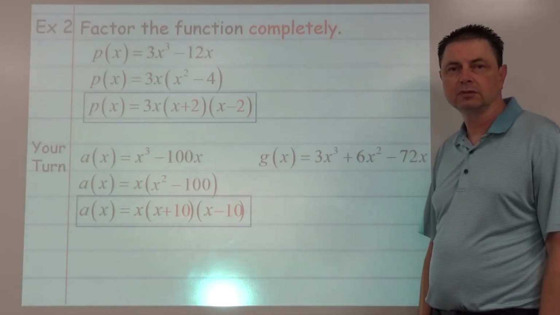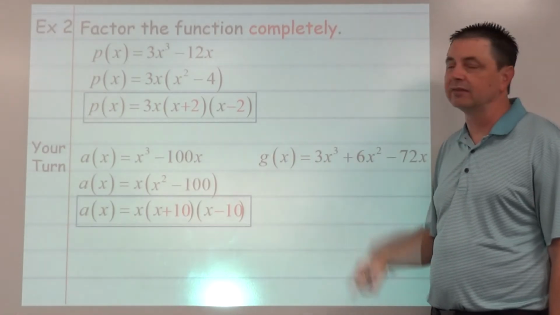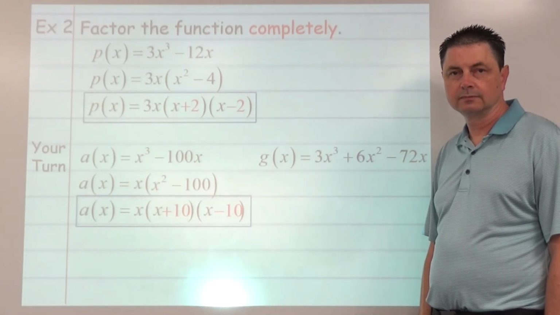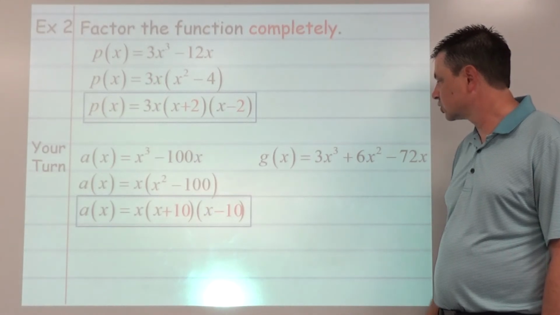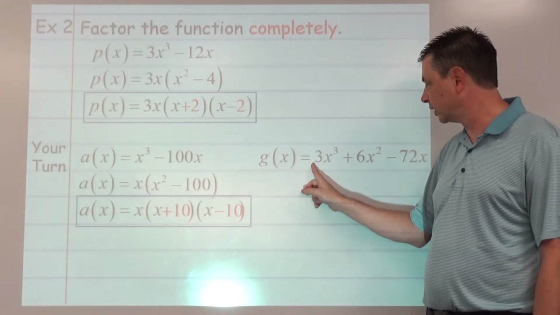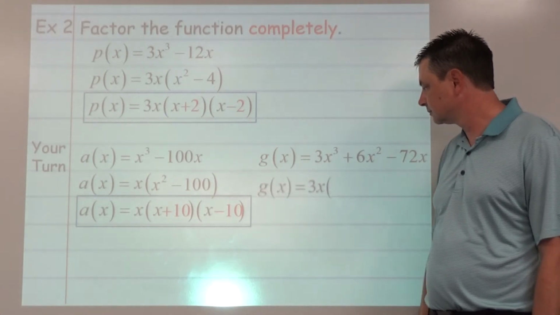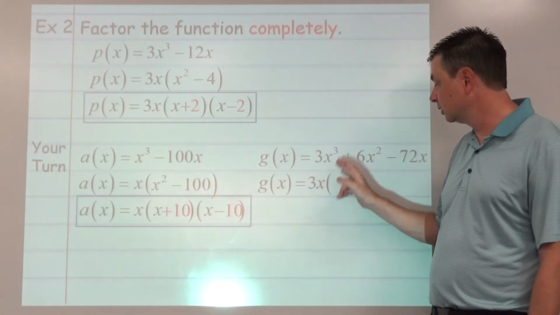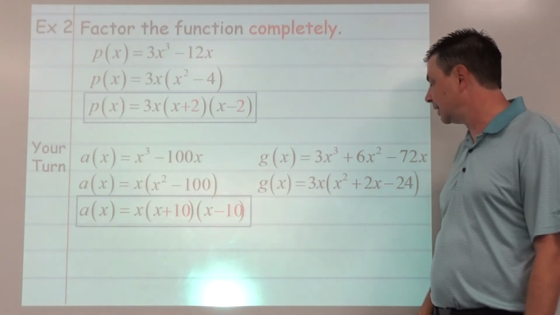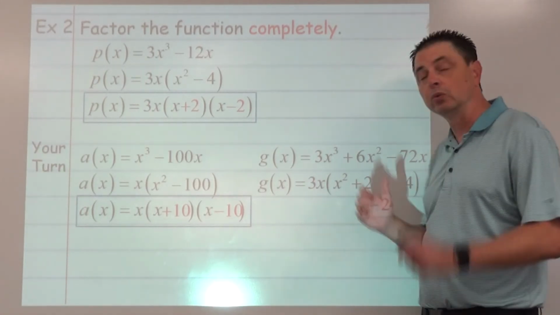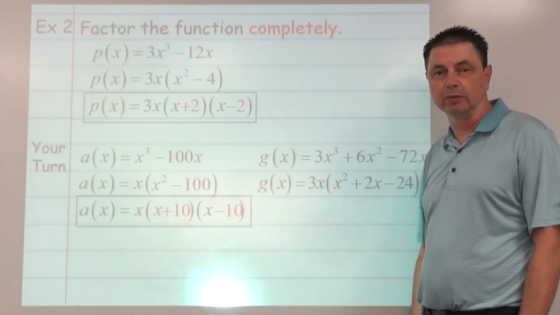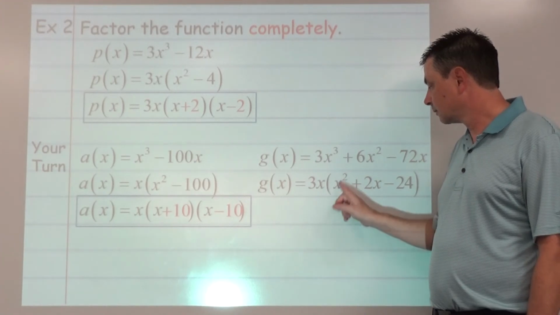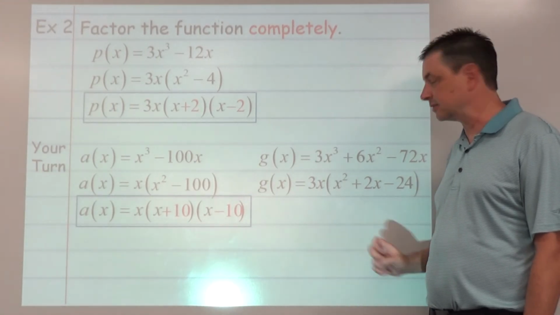One more for you. Pause here until you've got g of x factored completely. So our GCF is, again, 3 and x. We have a trinomial, so it's not going to be a difference of squares. Trinomial, x squared plus 2x minus 24. Trinomial, we still factor into the product of two binomials. Two sets of parentheses. Keep the 3x. How do we make x squared? x and x in the front.